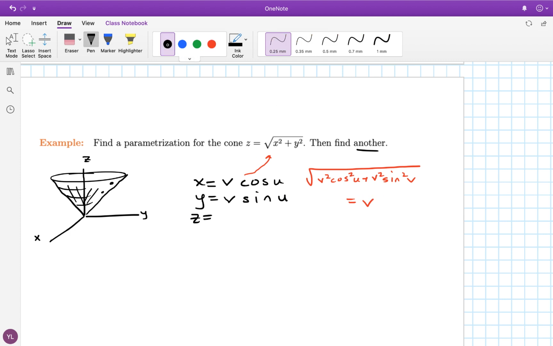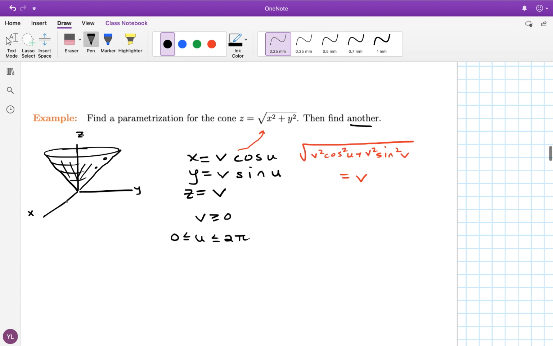So indeed, z has to be v, like this, and I would then restrict v to be greater than or equal to 0 because I only want the top half of the cone. I only want z to be greater than or equal to 0. And then u, as before, is going to go through one full rotation, 0 to 2 pi. So there's your parameterization. And I'm also going to draw the parameter space here. So u and v greater than 0 looks like this then, where that red strip is extending to infinity.